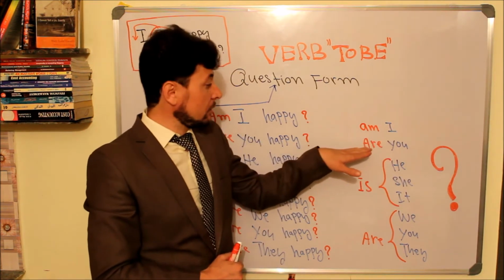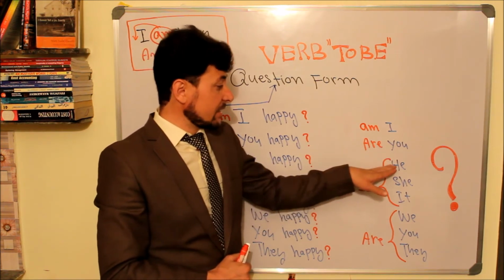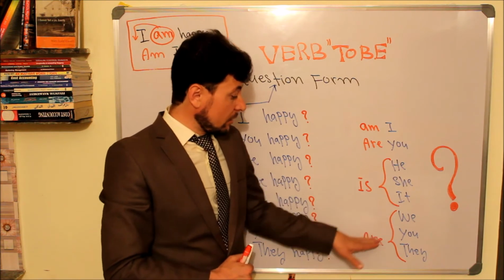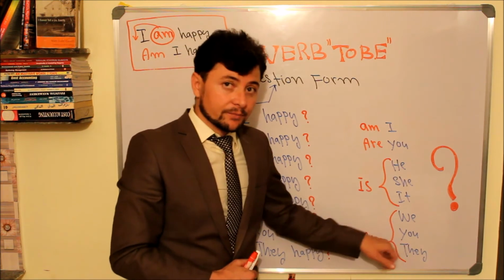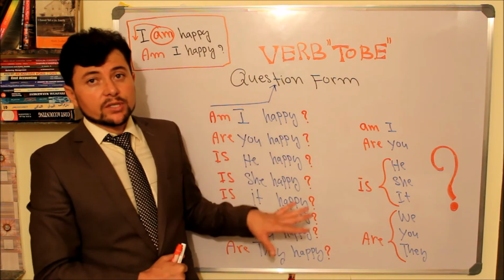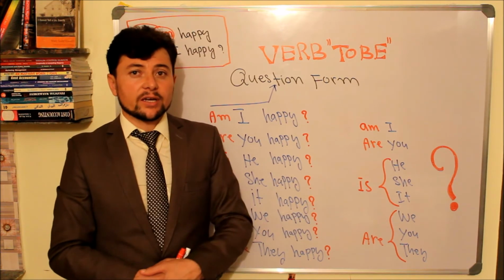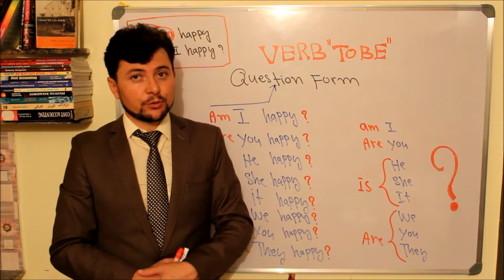Am I? Are you? Is he? Is she? Is it? Are we? Are you? And are they? So this was the present form of verb to be. Now let's move to the past form of verb to be.